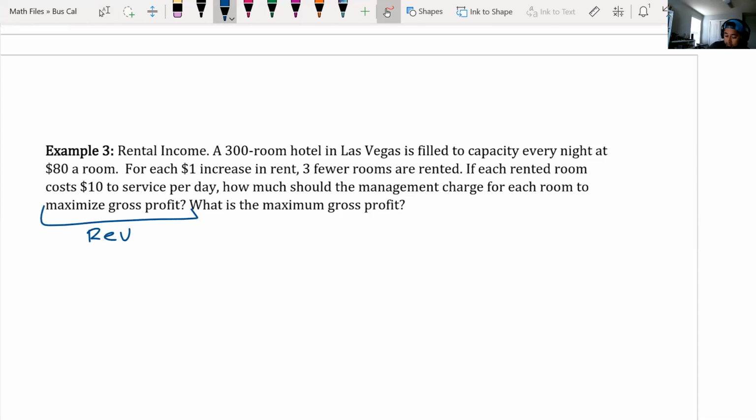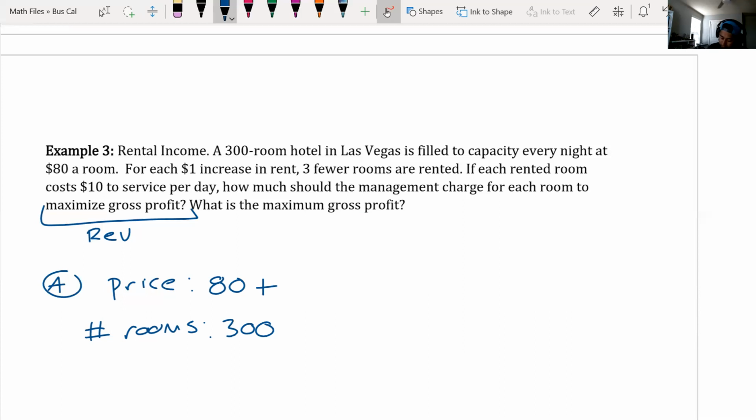Okay, so of course we have to set up our price and number of rooms. So what price are we renting these rooms at? That's $80 and 300 rooms. And then we are going to do a $1 increase in rent. So price or rent, that means it's just plus what? Plus X. But then with that, if we increase it by $1, how many fewer rooms are rented?